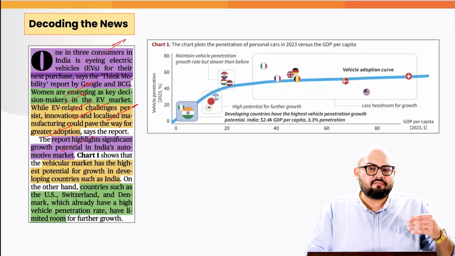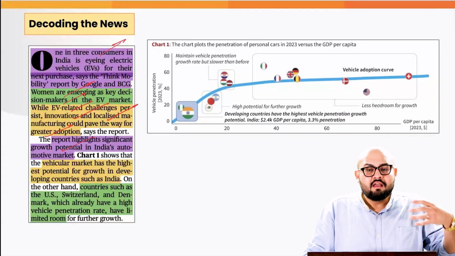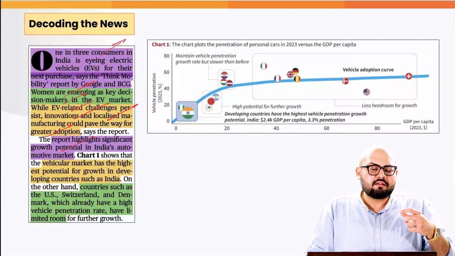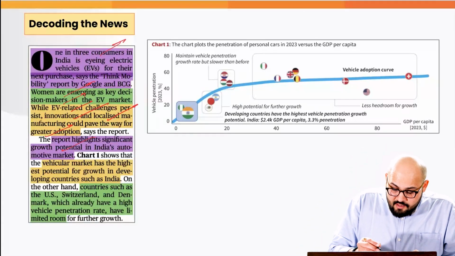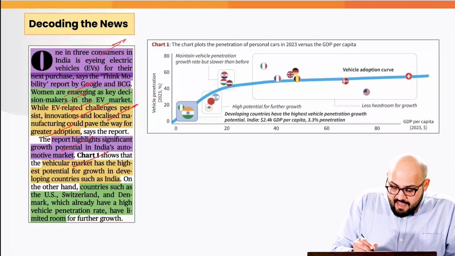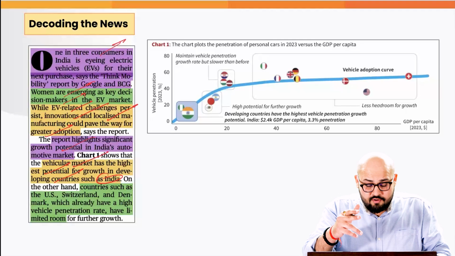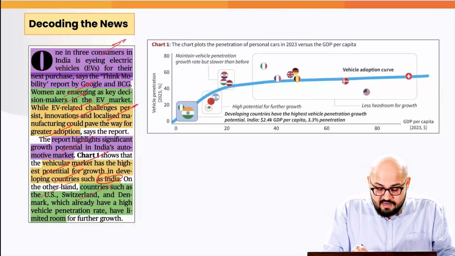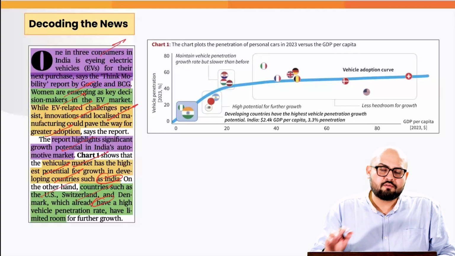Because see, again, we have people who are having greater disposable incomes, right? The incomes are rising and therefore they're more inclined towards a sustainable way of living and therefore they would go for the electric vehicles. Chart 1 shows that the vehicular market has the highest potential for growth in developing countries such as India. On the contrary, countries such as the US, Switzerland, Denmark, which already have a high vehicle penetration rate, have limited room for growth.